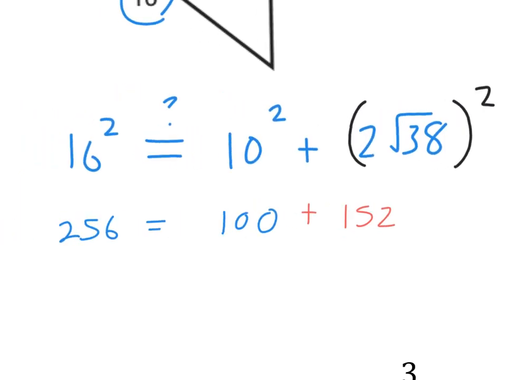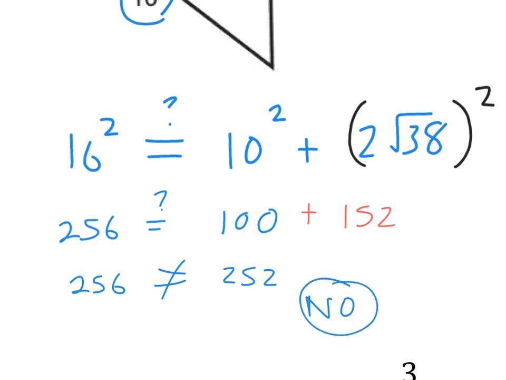Notice I'm still putting a question mark right here because I don't know if they are equal. Well, 256 and then 152, and the answer is not equal. So at this point in time, we simply just say, no, it is not a right triangle.